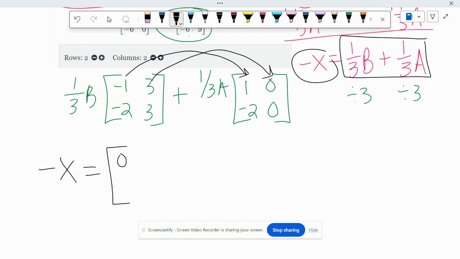3 plus 0 is 3. Negative 2 plus negative 2 is negative 4. And 3 plus 0 is 3. So that's what negative x, or the opposite of x, equals.